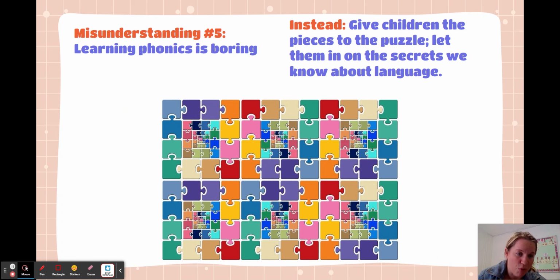And the last thing is that learning phonics is boring. Hopefully, as good teachers, we all know that we can make anything boring and we can make anything fun. And this idea of giving children the pieces of the puzzle to let them figure out how language works, there are actually endorphins that are created when you let them in on this problem-solving journey. It's really important to let them in on those secrets that we know. And it can be really empowering and really enticing as students start to figure this out. So that's just a little background on the science.